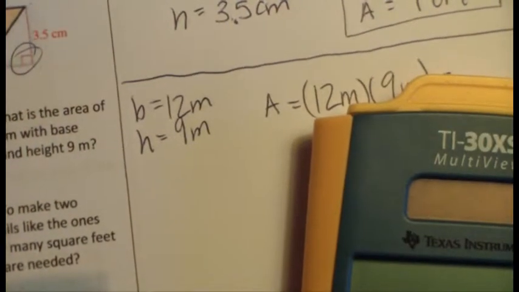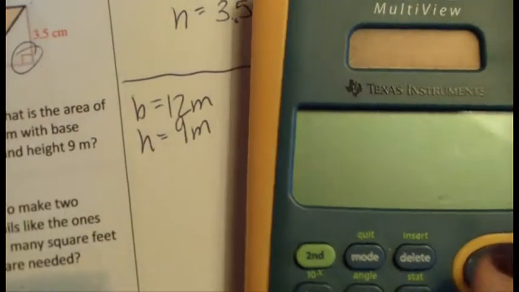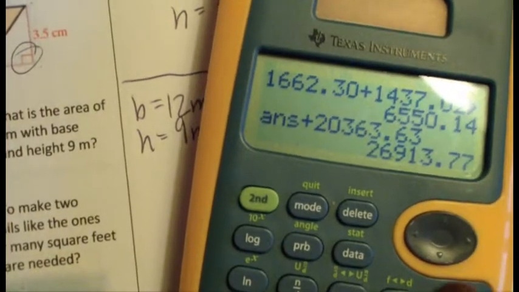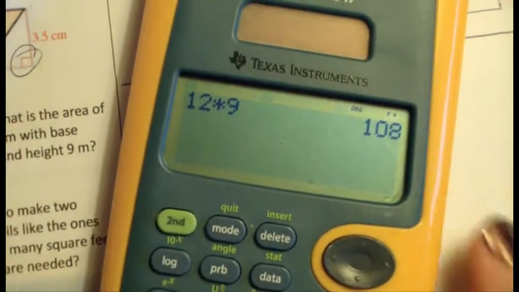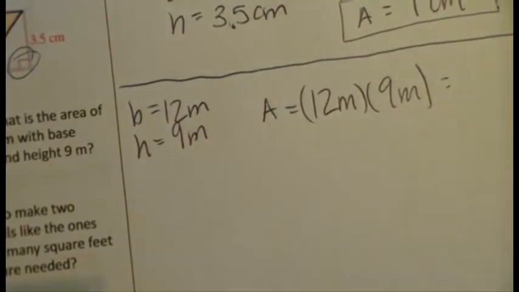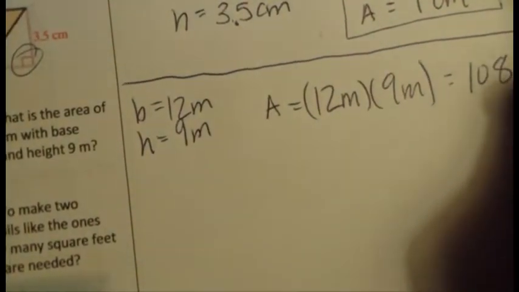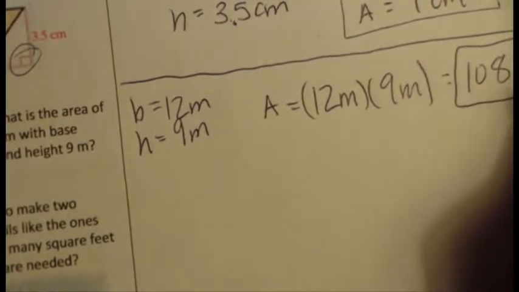That's a little too big for my brain to do on its own. So 12 times 9 is 108. So the area, 108 meters squared.